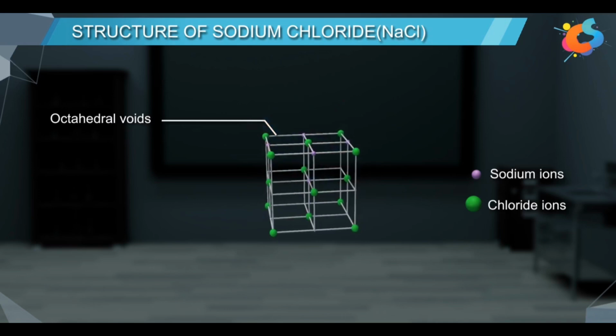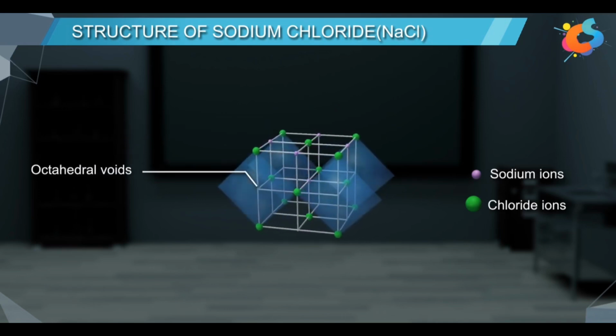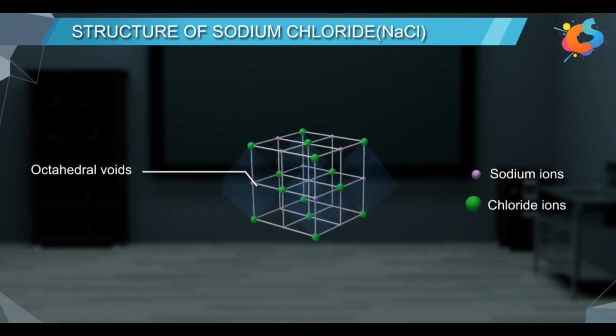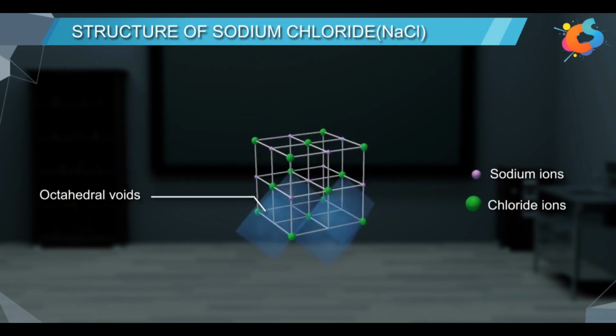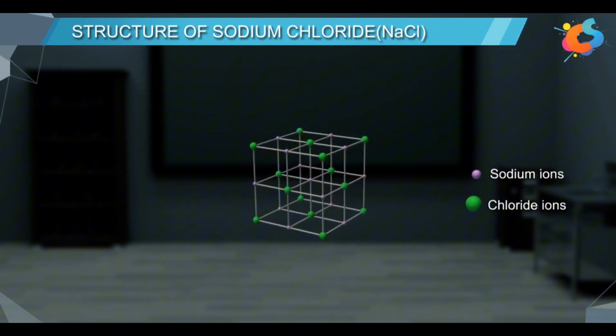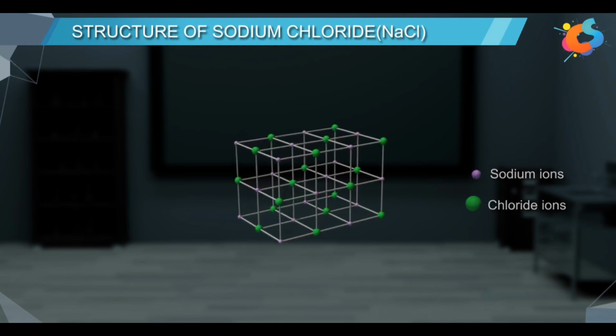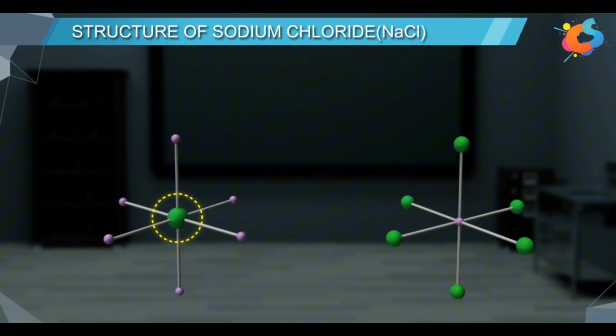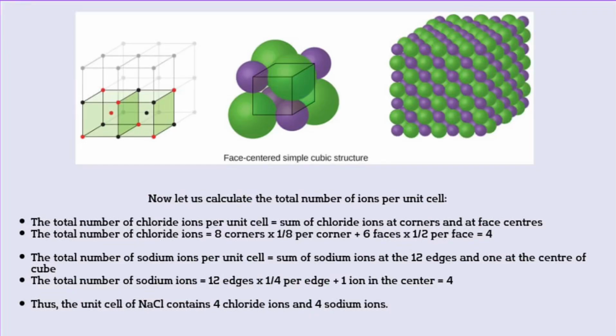On extending the structure, we will see that each chloride ion is surrounded by 6 sodium ions, while each sodium ion is surrounded by 6 chloride ions. So the coordination number is 6. Now let us calculate the total number of ions per unit cell.